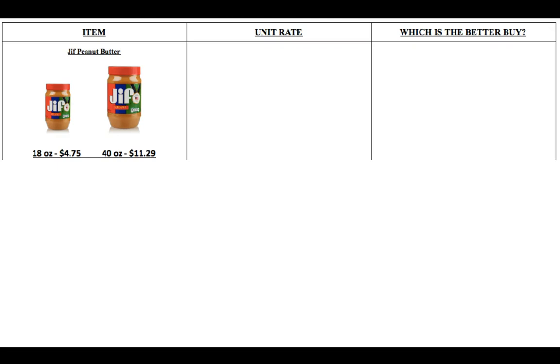And in order to compare these, what we can do is we can just find the unit rate of each item. So for the first one, we're going to talk about the 18-ounce jar. Now, when we're talking about rates and unit rates, they have different units. So it's a fraction with different units. So what I'm going to do is I'm going to put my cost up here, $4.75, and that is the cost of 18 ounces.